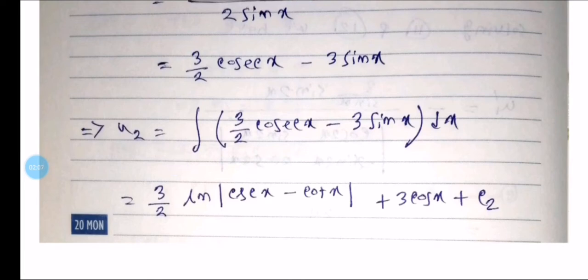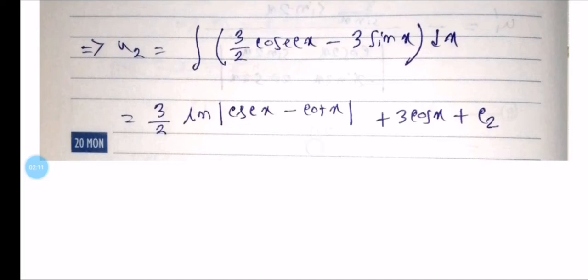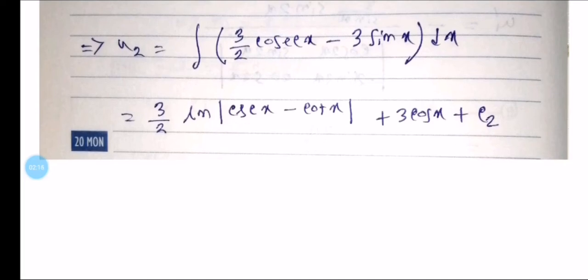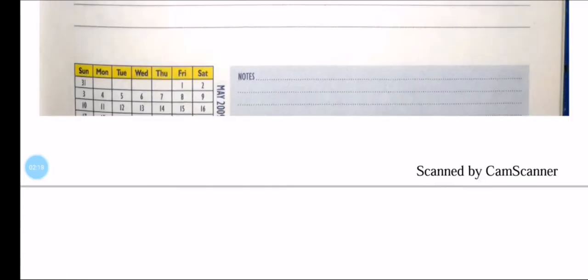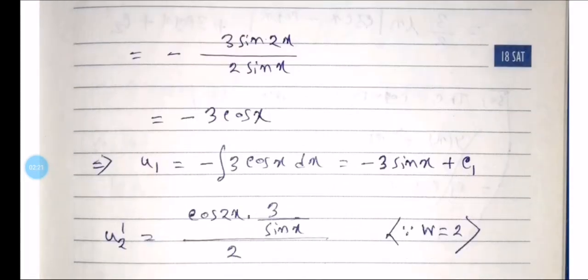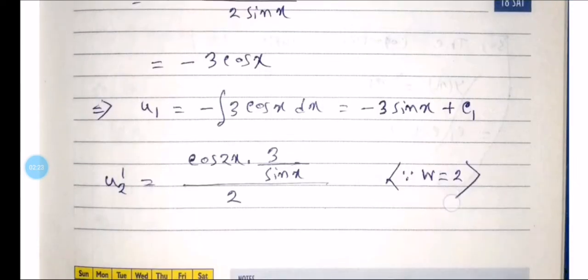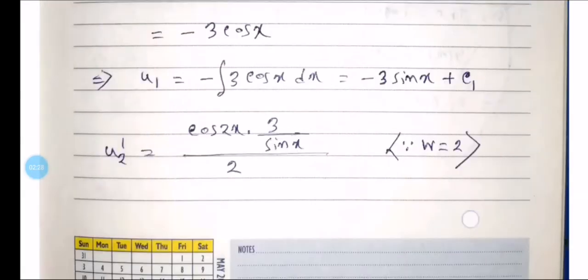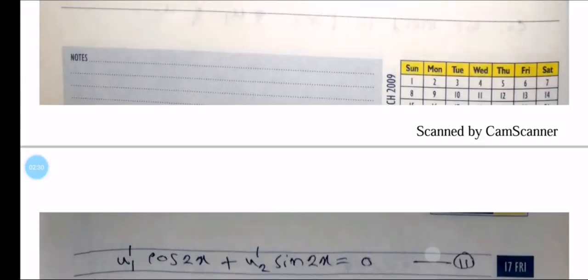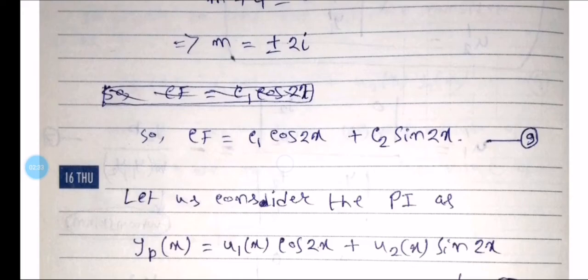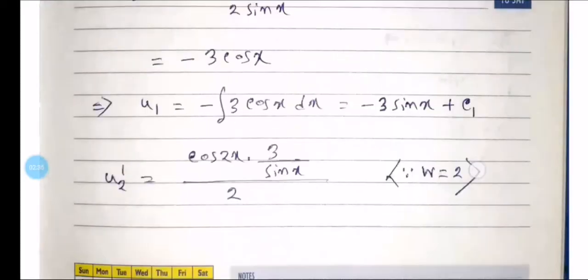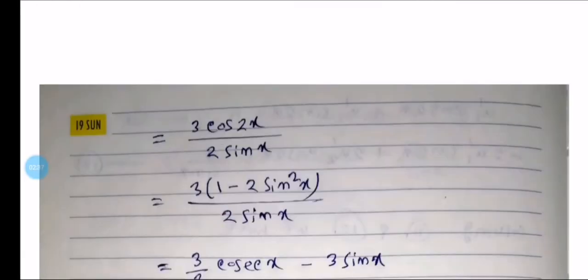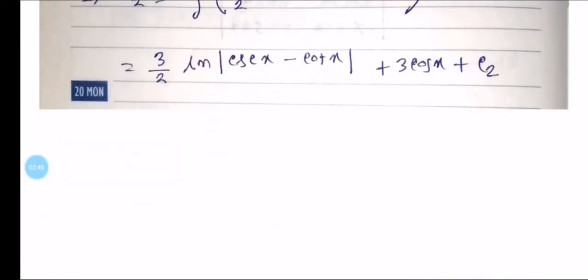So integrating both sides, u2 equals 3 by 2 ln cosec x minus cot x plus 3 cos x plus constant c2, the integrating constant. Similarly this integrating constant c1. This c1 and c2 are not the same as the c1 and c2 of the CF; they are different integrating constants, so you can use separate notation c3 and c4 in place of them.